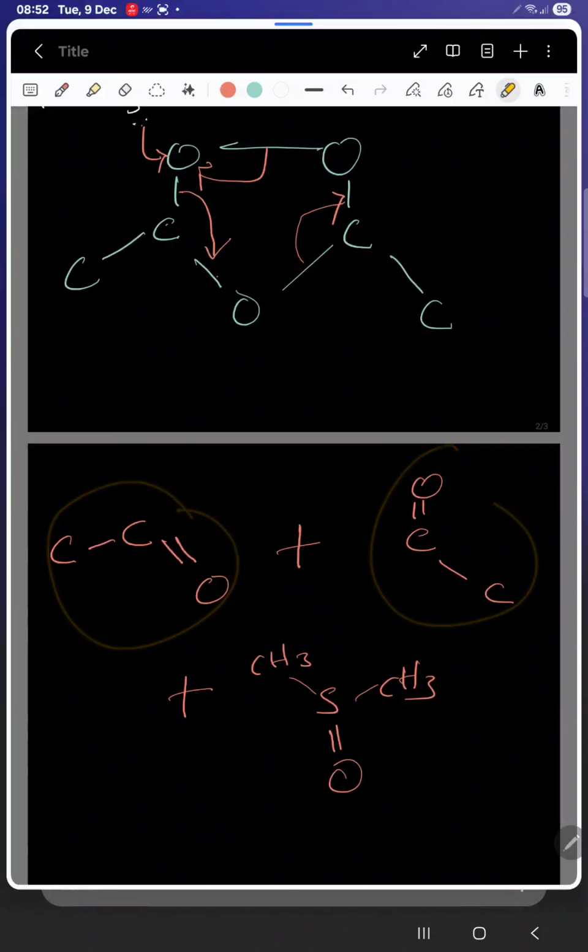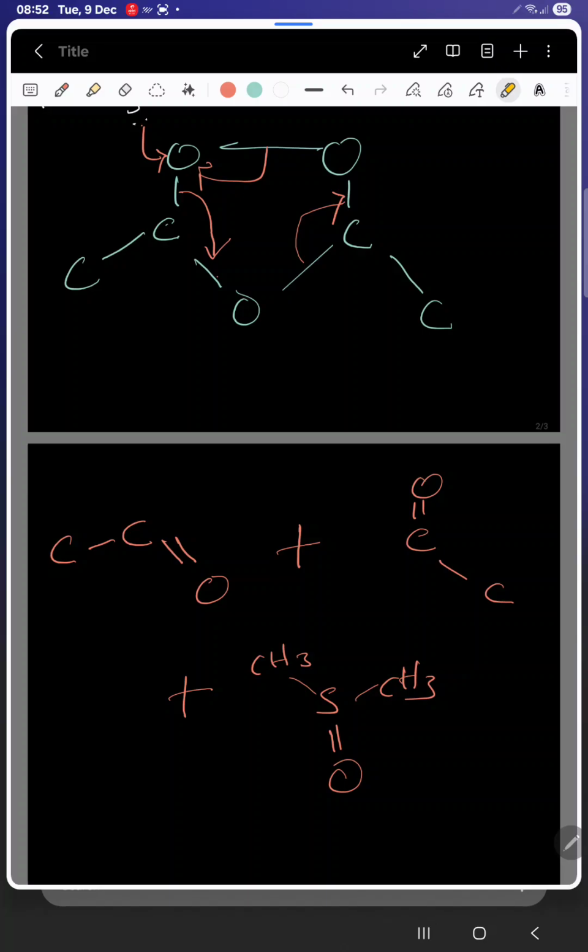So cleavage of alkenes is done by conducting the process called ozonolysis. Alright, thank you so much. This is how ozonolysis takes place for alkenes. Next time we are going to do ozonolysis for alkynes.